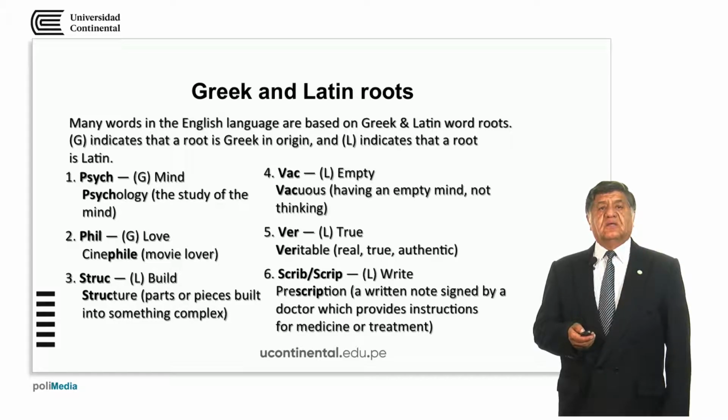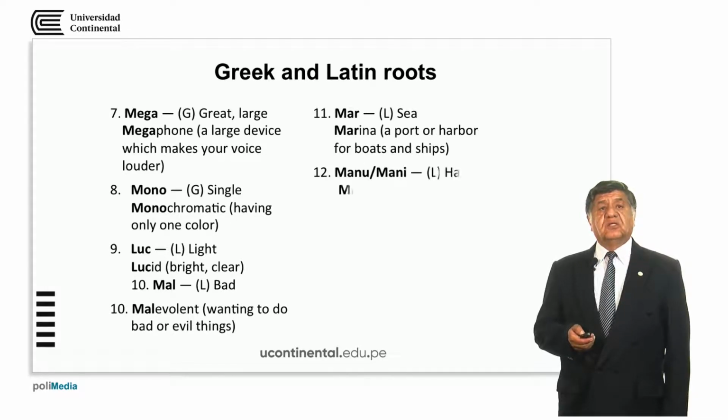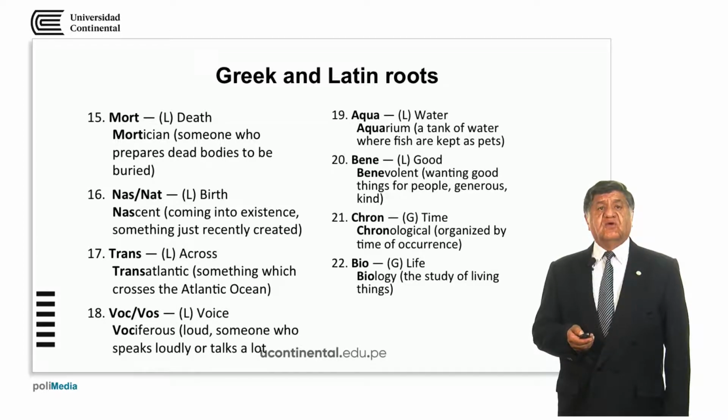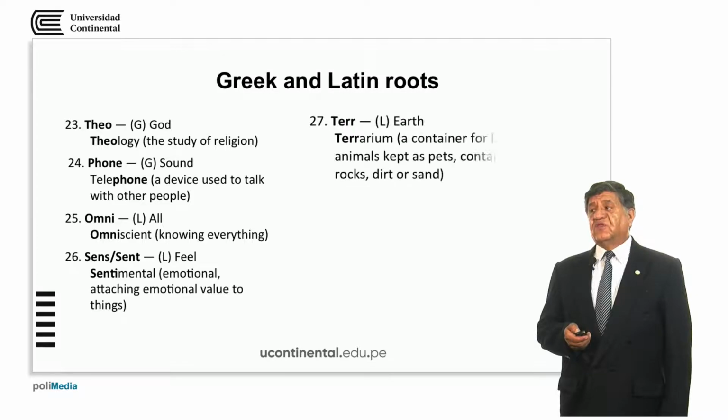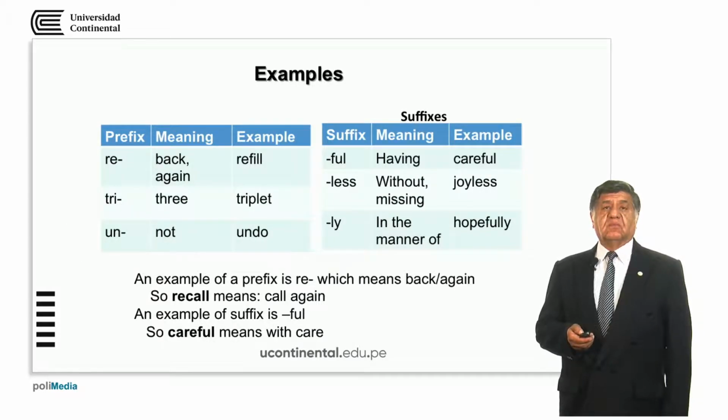We have ver, script or scrib. Okay, that in conjunction with some other particles, as we said, affixes, will give a full meaning to the roots. We have some others: mega, mono, luc, male, mar, manu, min, fort. Please go through these with more time and try, if possible, to use a dictionary. We have more: nat, trans, vas, aqua, bene, chron, bio, sorry. And we also have theo, phone, omni, sans or sent, ter, bid, auto, poly. These are some roots. There are many others from different origins also.